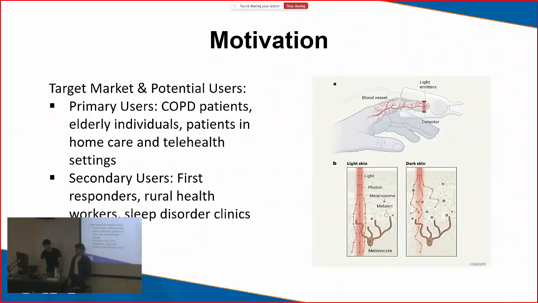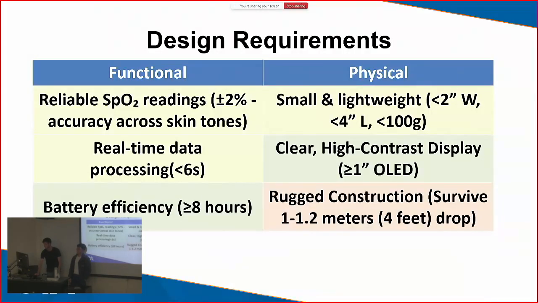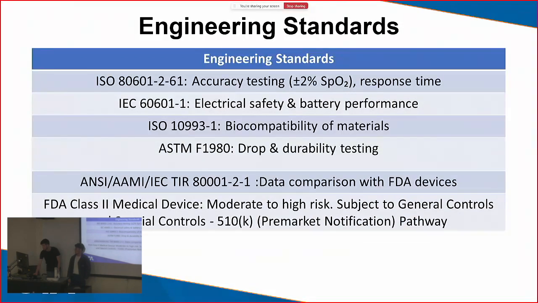For our functional requirements, we want reliable SpO2 readings, plus or minus 2% accuracy, real-time data processing, and battery efficiency. For physical requirements, we want it to be small and lightweight, have a clear display, and have good rugged construction. These are our standards that cover testing, battery performance, and biocompatibility. It's a Class 2 medical device and requires a 510(k).